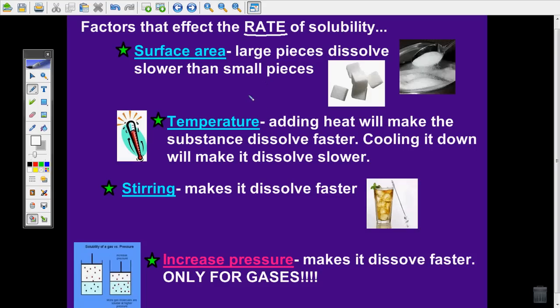Temperature, if you add heat, it'll make the substance dissolve faster, and likewise, if you cool it down, it will dissolve slower. Stirring makes it dissolve faster, right? You put sugar in your sweet tea, you just give it a stir, it dissolves faster. Also, if you increase pressure, it will make it dissolve faster, but this is only for gases, okay? That's real important. If you increase pressure of a solid or a liquid, nothing's going to happen.